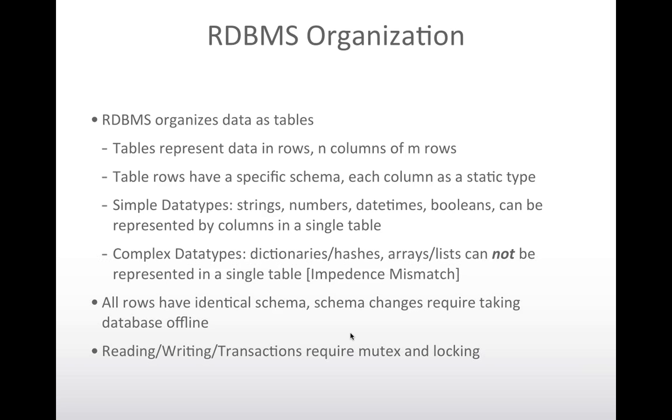This is what we call the impedance mismatch, which makes managing the data complex. Not only is it hard to represent complex data types, but also all rows in a single table have an identical schema. They are all the same. If you want to change things, you may sometimes have to put some part of your database offline, or not offline, but if you want to alter the schema, you have to put some lock on the table, for example. And when we say that all the rows have an identical schema, it could sometimes make life very difficult.